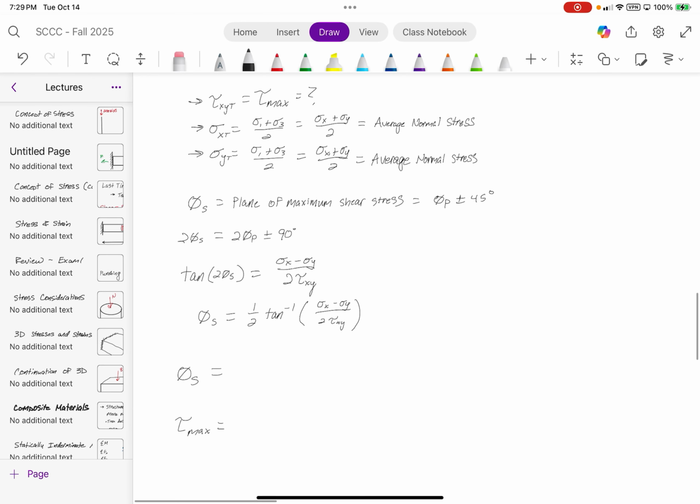To determine the maximum shear stress, just remember our 3 equations that you guys learned today. It would be using the transformed shear stress equation, just using theta s as the angle, which you guys should calculate as 2 different values.